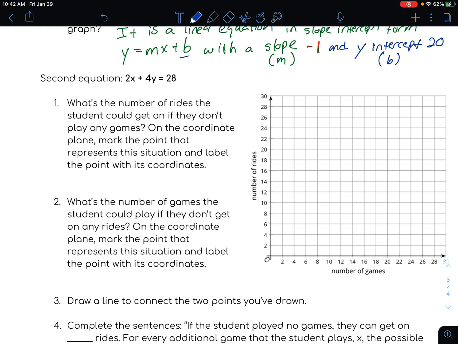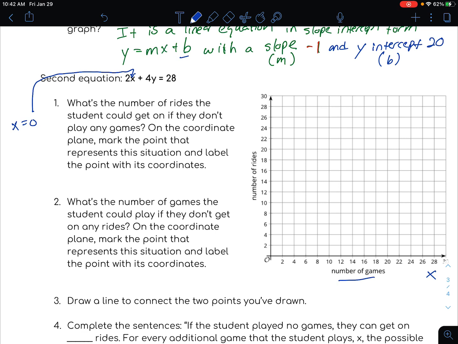What's the number of rides the student could get on if they don't play any games on the coordinate plane? Mark the point that represents the situation and label the point with its coordinates. So we have the same sort of question as we did on the previous problem, just with a little bit different equation, 2x plus 4y equals 28. All right, so what we're asking here, if they don't play any games, that means that the x value is 0, because the games are on the x-axis. So if they don't play any games, that means the x value is 0.